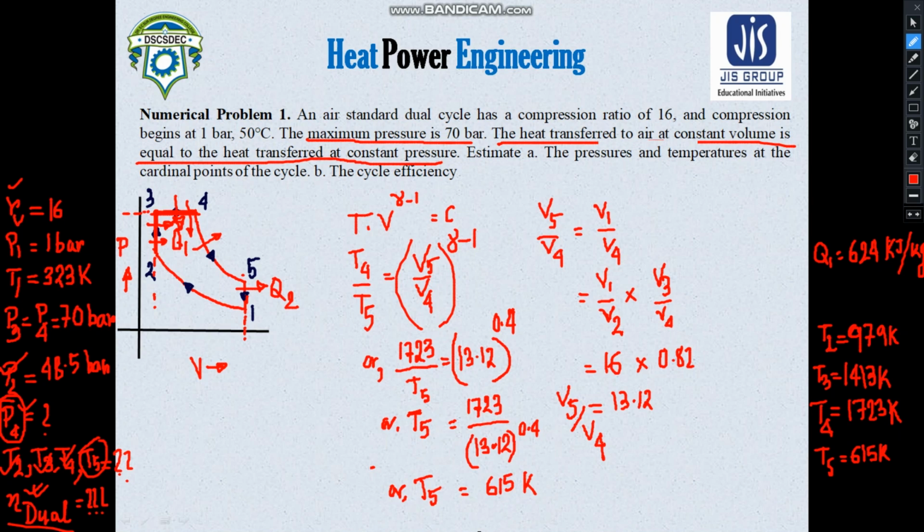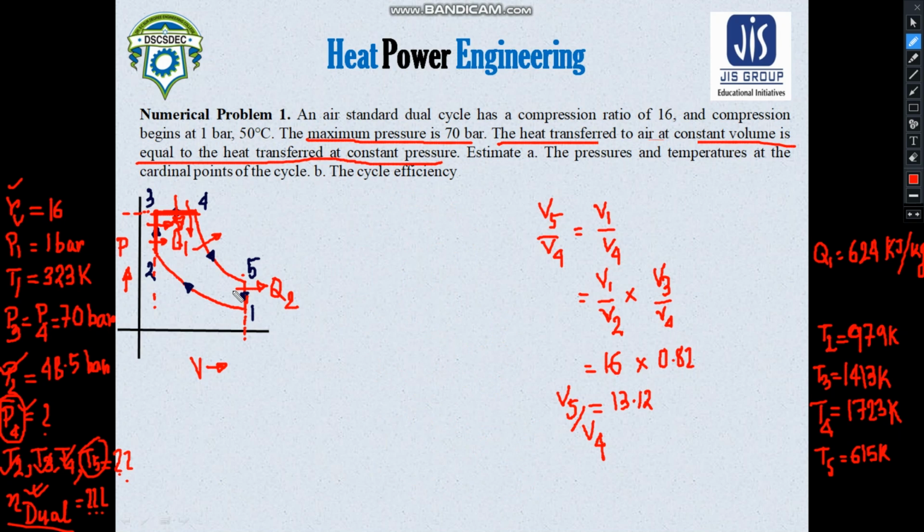Okay, still we don't have the value of P5. So now we have calculated these four temperatures. We are only left with this pressure P4. I'm sorry, this P4 is already known to us. We are left with P5 actually. We don't know the value of P5.